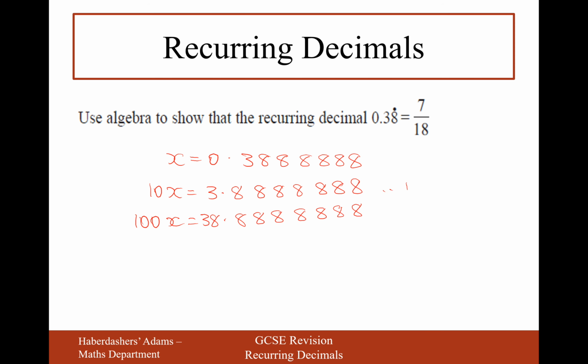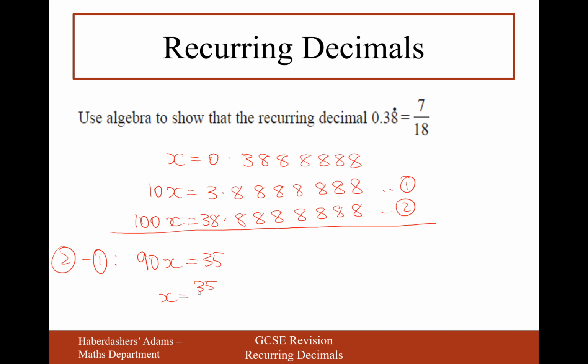38.888888, and between the second line, statement 1, and this third line, statement 2, we've got perfect decimal lining up. So do statement 2 take away statement 1, I'm going to get 90x equals 38 take away 3 is 35. So it's going to be x equals 35 divided by 90, divide top and bottom by 5, and you get 7 over 18. So there we are, that's the final answer for this question. It's really important you're presenting your work in this clear, methodical, structured way.